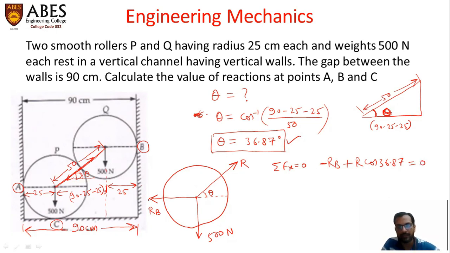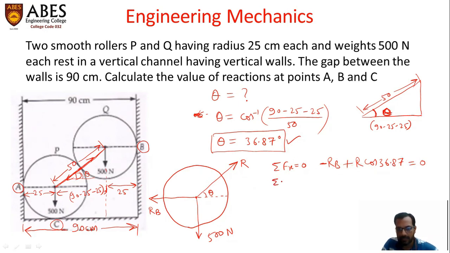We consider the left-hand side direction as negative. And R cos 36.87, the horizontal component of this reaction, is acting towards the right-hand side. Therefore, it should be positive. So this is the first equation, the summation of forces along the x-axis.